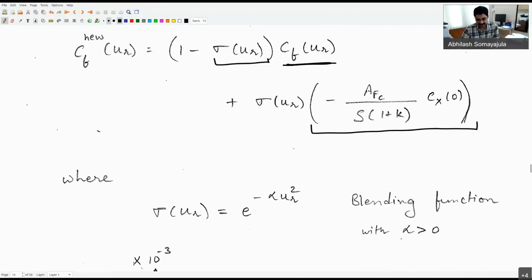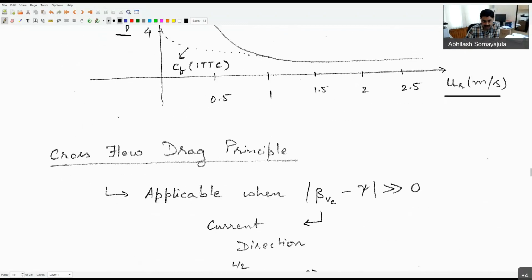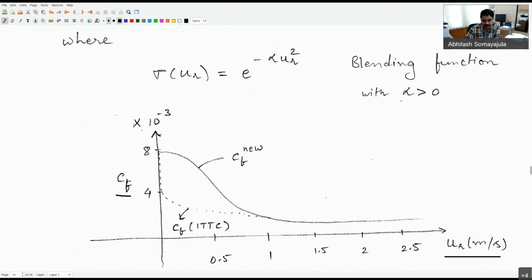A typical blending function which we choose is an exponential function, which is 1 at UR equal to 0 and decreases to 0 as UR increases. That's a typical blending function which we may choose in order to figure out what the new friction line looks like. So that covers the damping with respect to the surge mode. If I wanted to model the surge mode damping, we have these methods.